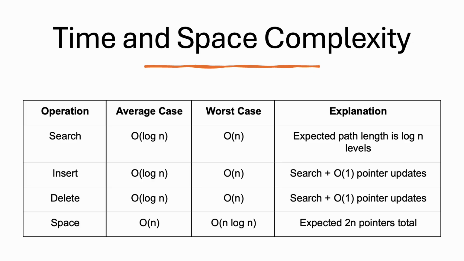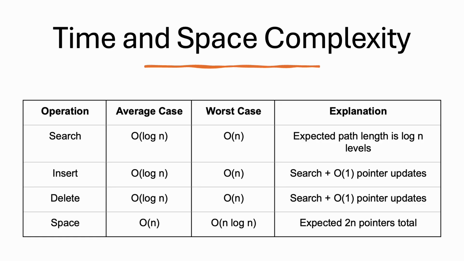Time and space complexity. Now we analyze the complexity of skip list operations. For search, insertion, and deletion, the average case is O(log n). This is because the expected path length at each level is logarithmic. At each level, we only examine a constant number of nodes before dropping down. However, the worst case for all three operations would be O(n). And this happens if we are extremely unlucky.